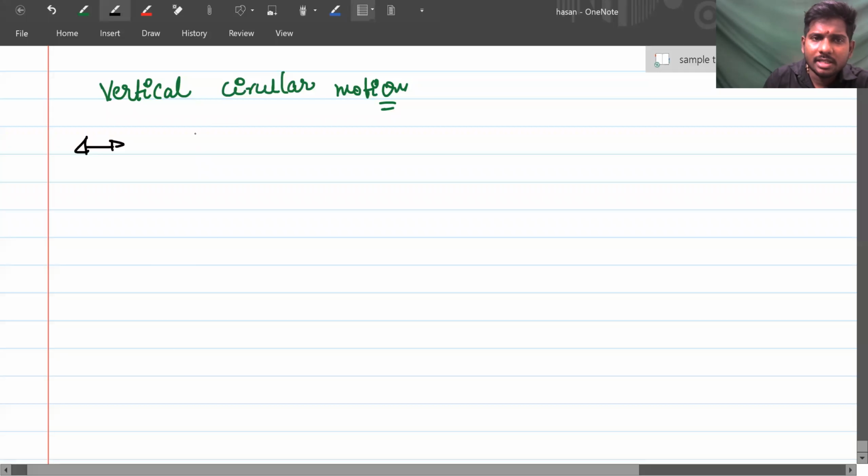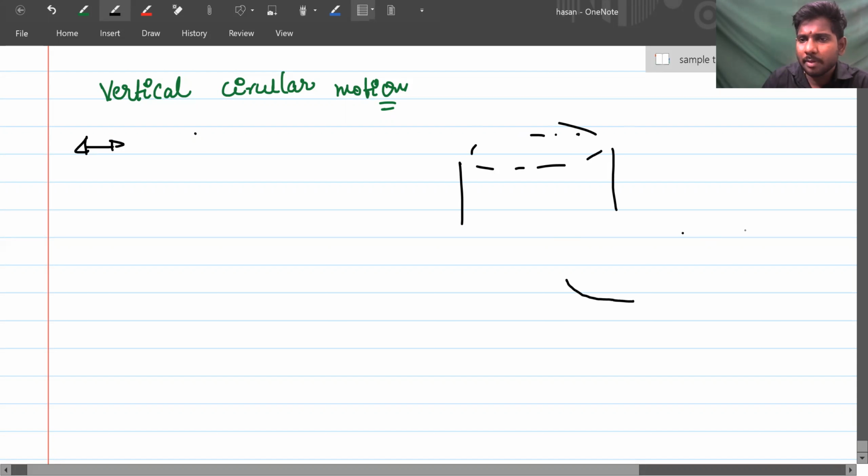Till now in horizontal circular motion, we did not see any impact of the change in potential energy because it is all happening on a single table or at a horizontal level. But in a vertical circular motion, there will be a motion of this sort. Suppose a simple pendulum is there, coming from here to here, to here. It is also moving as a part of circular motion.